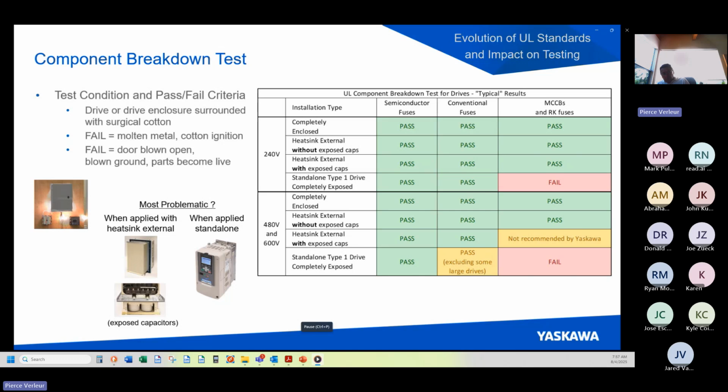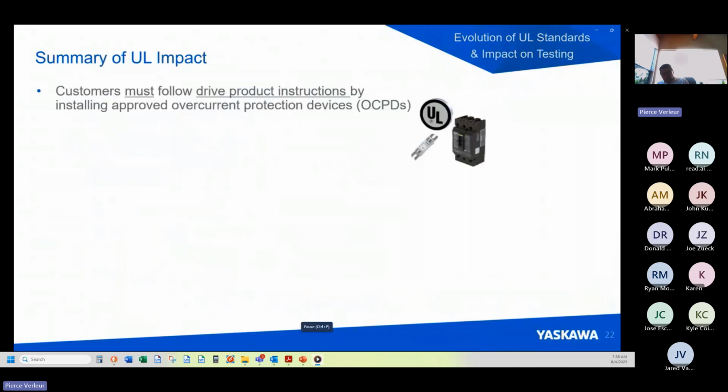Okay, I know that's quite a bit to take in, but remember this presentation will be made available for your reference. Now, one more thing before moving on. Please note that this chart is only typical, and not only must you absolutely pay attention to product instructions for individual products, but also differences across models within a single product family. So let's talk about the summary of the UL impact.